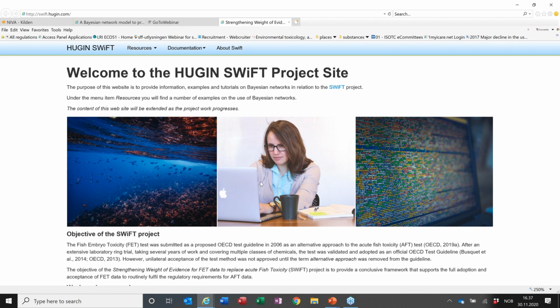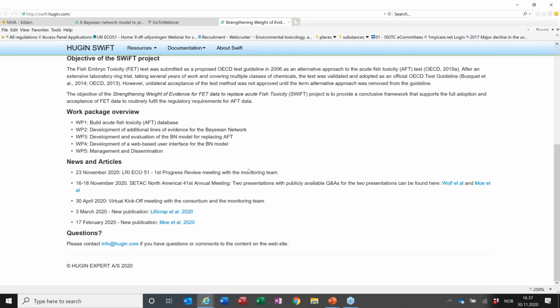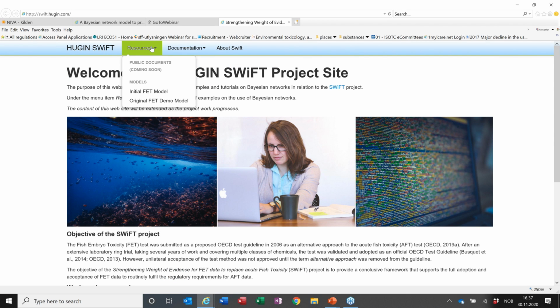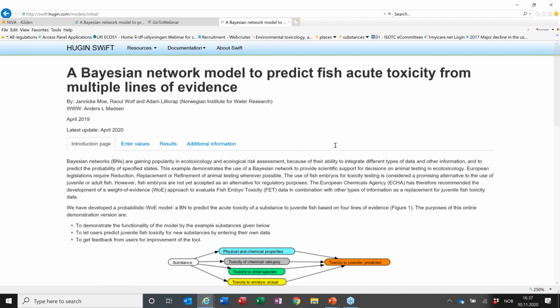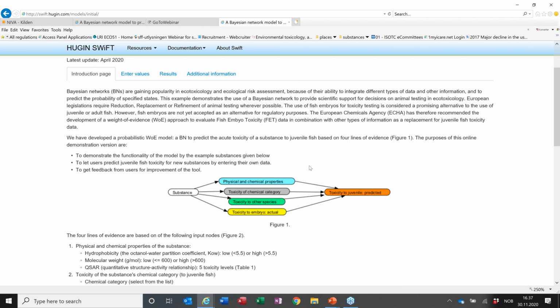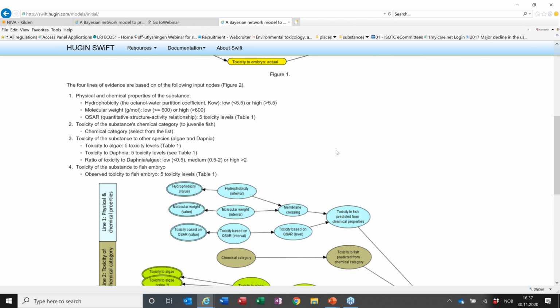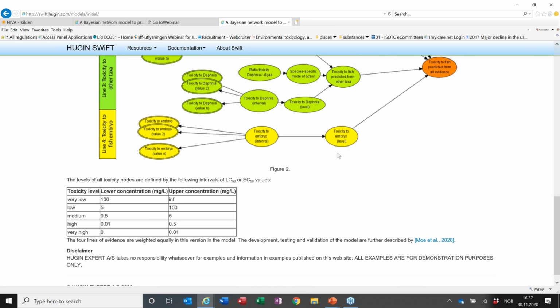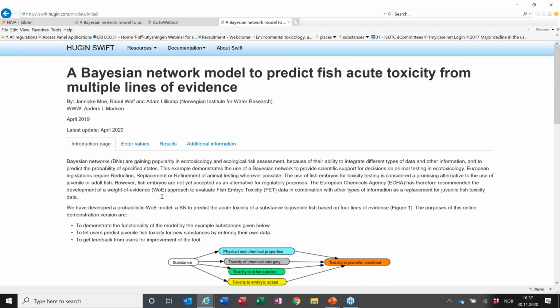This is the model that we've developed, and if you want to go in here and play with it, you can do. It has information about the project, and then under resources we have the initial FET model, and once the new model has been updated, then we'll be able to add more to this. So it is a work in progress, but we were keen for people to try it and see how they think it works. So you have this tab here, which gives you some information about the model.